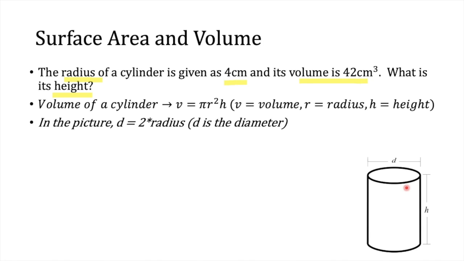So essentially, if you stack up h 2D circles on top of each other, you get a three-dimensional figure, which is a cylinder, and the volume of that cylinder would be pi r square h.